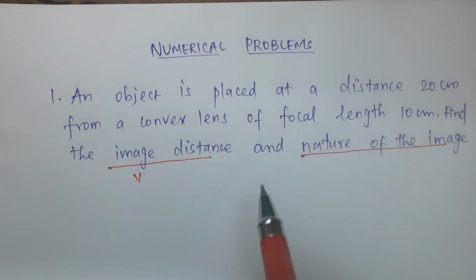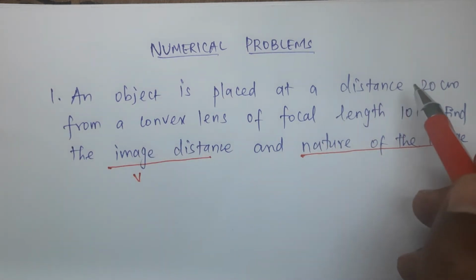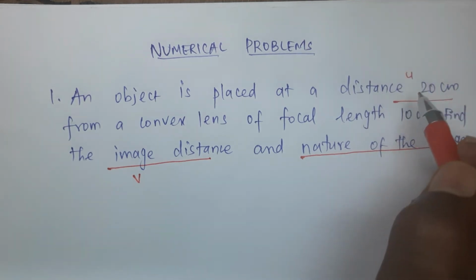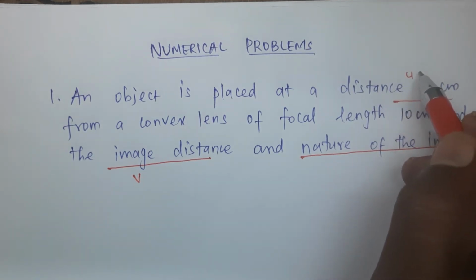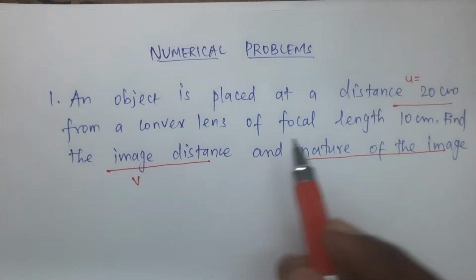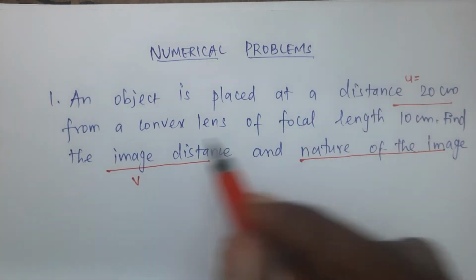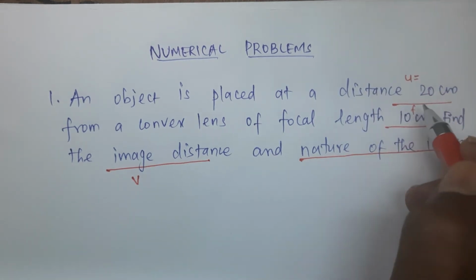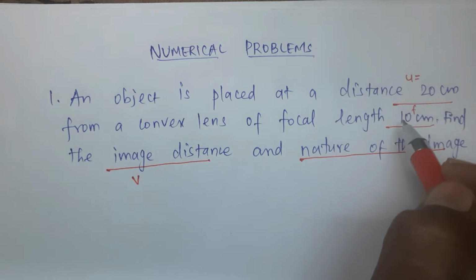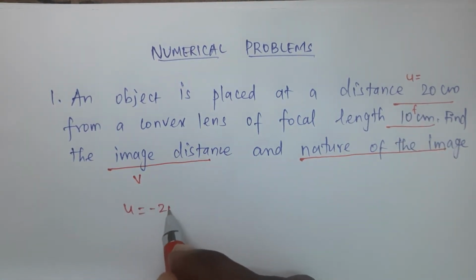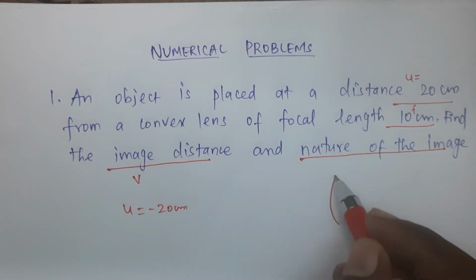Right. What are the data given? Distance of the object is given as U. The distance of the object is always taken as U in negative direction, from a convex lens of focal length 10 centimeter. This is taken as F. The focal length of a convex lens is always taken as positive. So the given data: U is equal to minus 20 centimeter, because this is a convex lens.